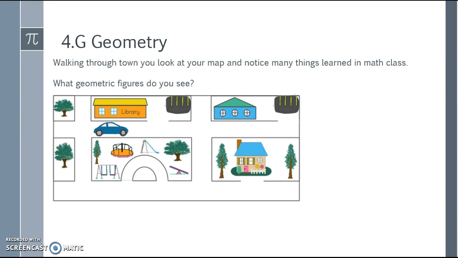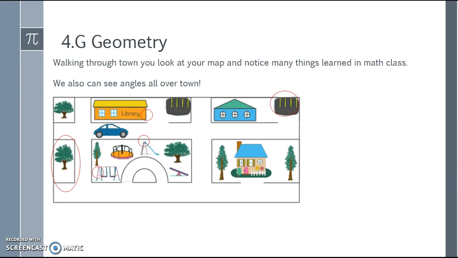I see many things. I see squares, semicircles, triangles, rectangles, circles, amongst other things. We can also see angles all over town, so I've circled them in red. And further, we also can see parallel and perpendicular lines. I've circled them as well.